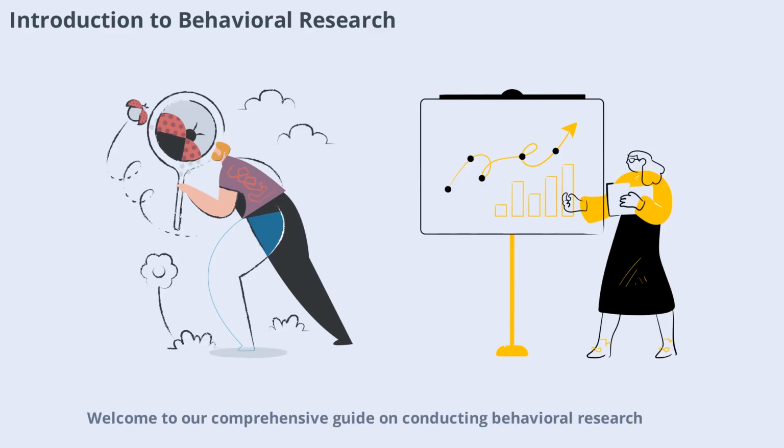Welcome to our comprehensive guide on conducting behavioral research. In this video, we'll explore the essential steps, methods, and considerations for studying human behavior scientifically. Whether you're a student, professional, or simply curious about how behavioral research works, you'll find valuable insights here. We'll start by defining what behavioral research is, why it matters, and how it helps us understand the complexities of human actions and decisions. By the end of this journey, you'll have a clear roadmap for designing and executing your own behavioral studies with confidence.